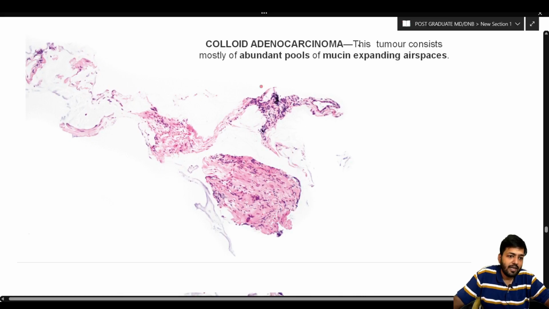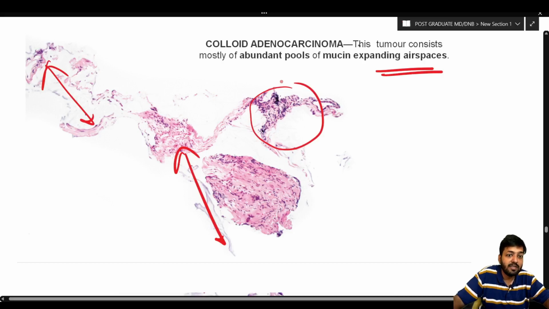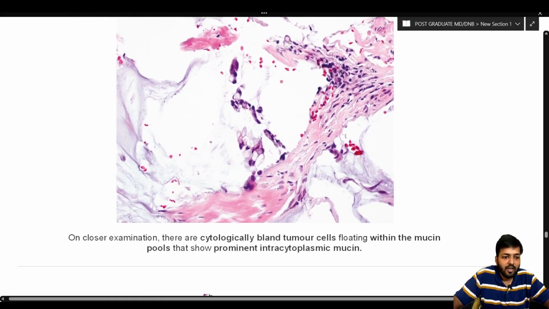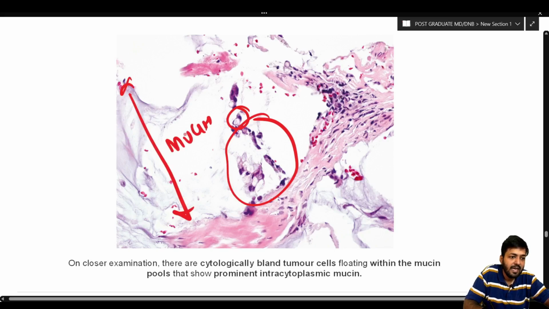Now the colloid adenocarcinoma, wherein you can see the tumor mostly consists of pools of mucin. Along with that, you can see very scant, bland tumor cells. Over here you can appreciate in the high power view certain signet cells, certain carcinoma cells. So cytologically very bland tumor cells are present in the background of abundant mucin. You can see some basophilic mucin material over here.